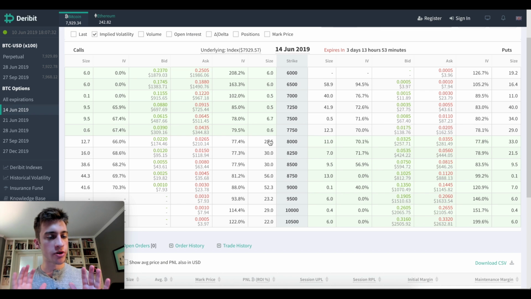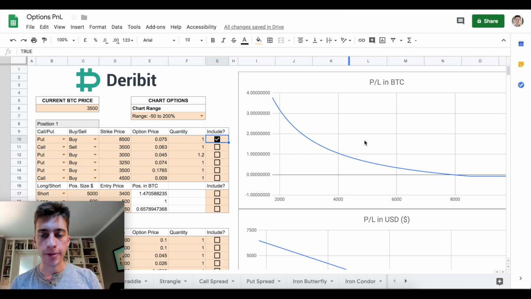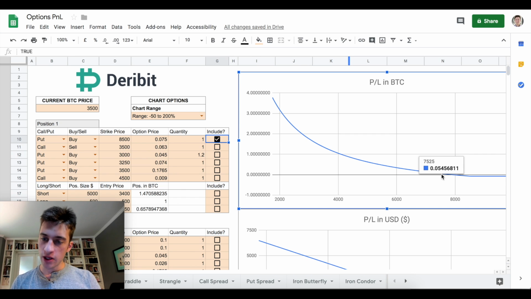Now remember, guys, what we're doing here when we're bidding on a put, when we're buying a put, we're betting that Bitcoin goes down. We're betting that Bitcoin goes below a certain price. Now you can see here that let's say Bitcoin settles at 7,525. You would make 0.05 Bitcoin with one put option bought at, let's say price settles at 8,225, you lose 0.04. Now, if we want to, let's say price settles at 7,700, you make 0.028.